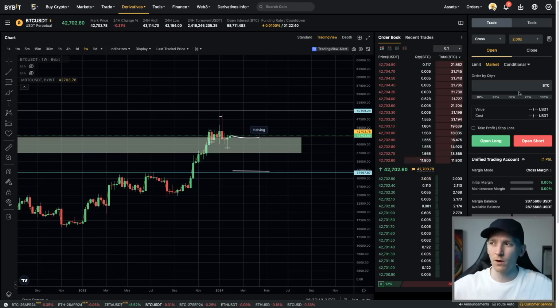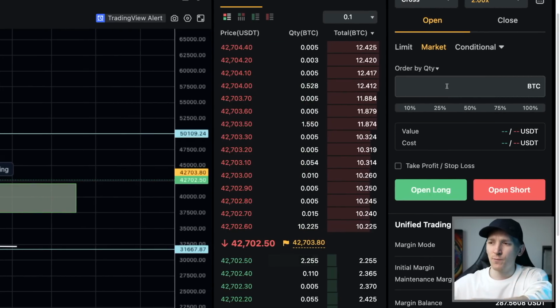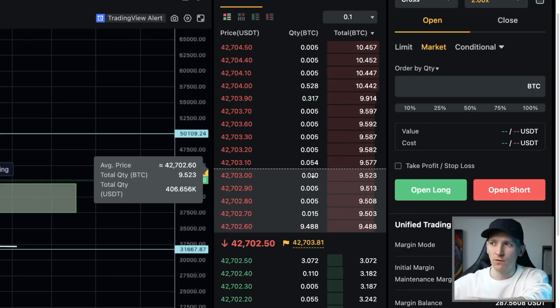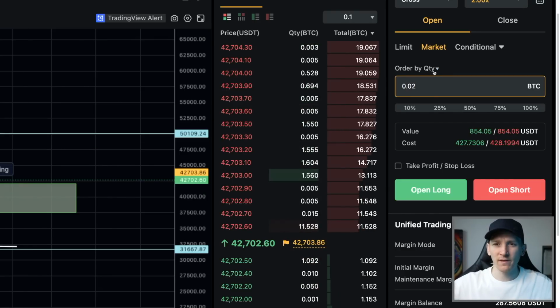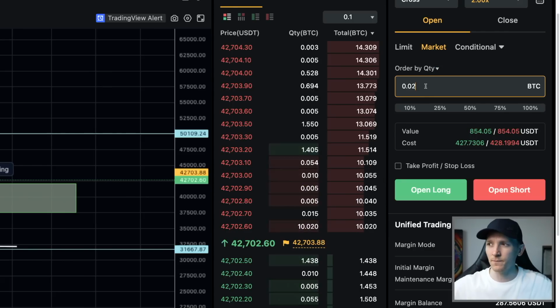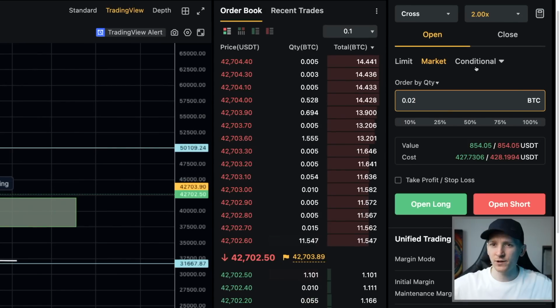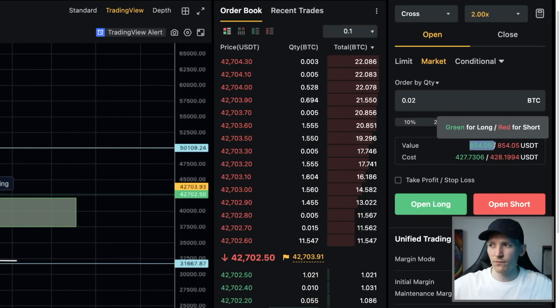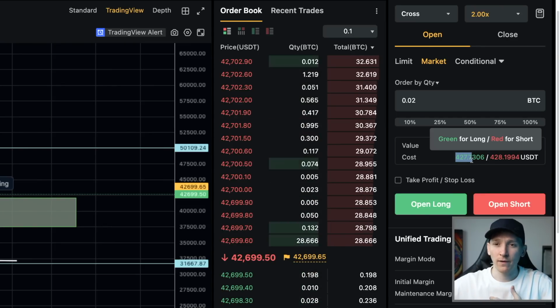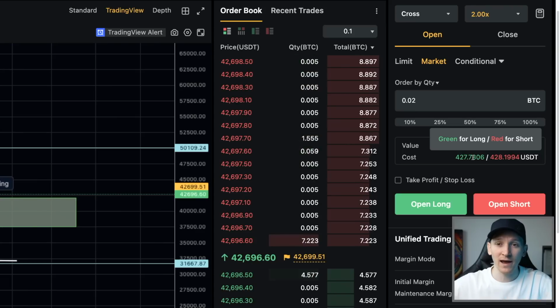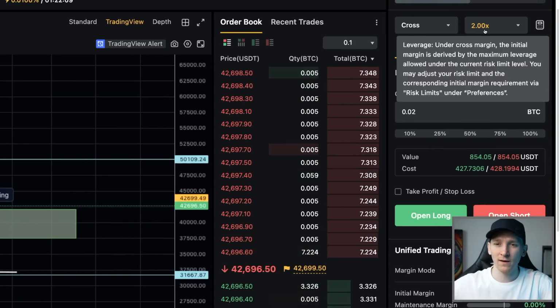Now we can open a sample long position and use all of the parameters that we want. So we know that a 2% loss for our sample portfolio would be 0.02 BTC. Order by quantity, because that's the quantity of Bitcoin that we're trading. So 0.02 BTC. What we can see is that that would be a trade value of around $854. But the cost to us is $427. So that's the amount of assets and collateral that we have to put down to fund the position, because I'm using 2x leverage.